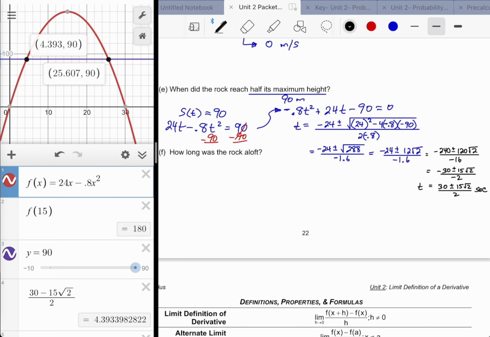Does it matter whether it's plus or minus? In this case, it doesn't, because both of them would give solutions. But if one of them gave you a negative time as a result, then you would dismiss that. All right.